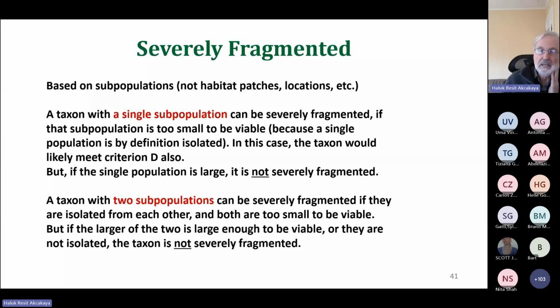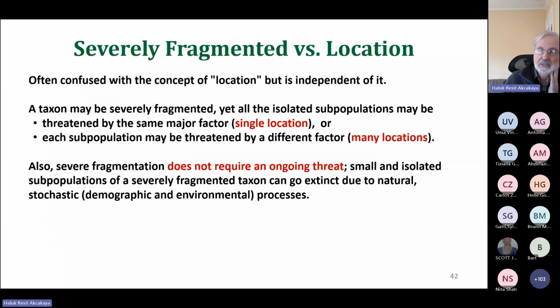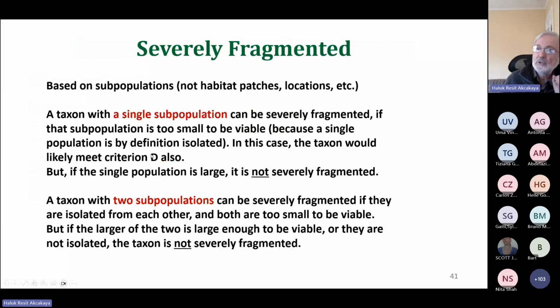Two other clarifications. A taxon with a single subpopulation can be severely fragmented, but for that to happen, that subpopulation must be too small to be viable, right? So in that case, it will be severely fragmented. Of course, in that case, the taxon is likely to meet criterion D as well, but just for completeness, it's important to state that it's severely fragmented. But if the single population is large, it is not severely fragmented.